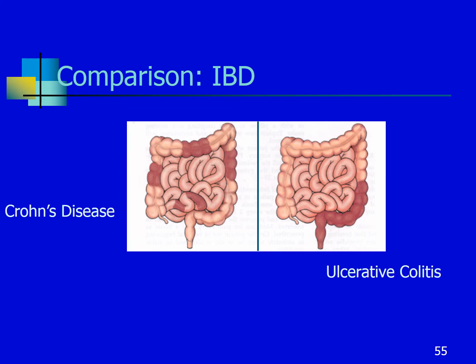Next slide. So this is a really good comparison of the two inflammatory bowel diseases, Crohn's and ulcerative colitis. You can see the difference in the picture. Cobblestone pattern is seen with Crohn's, versus a continuous pattern in the colon for ulcerative colitis.